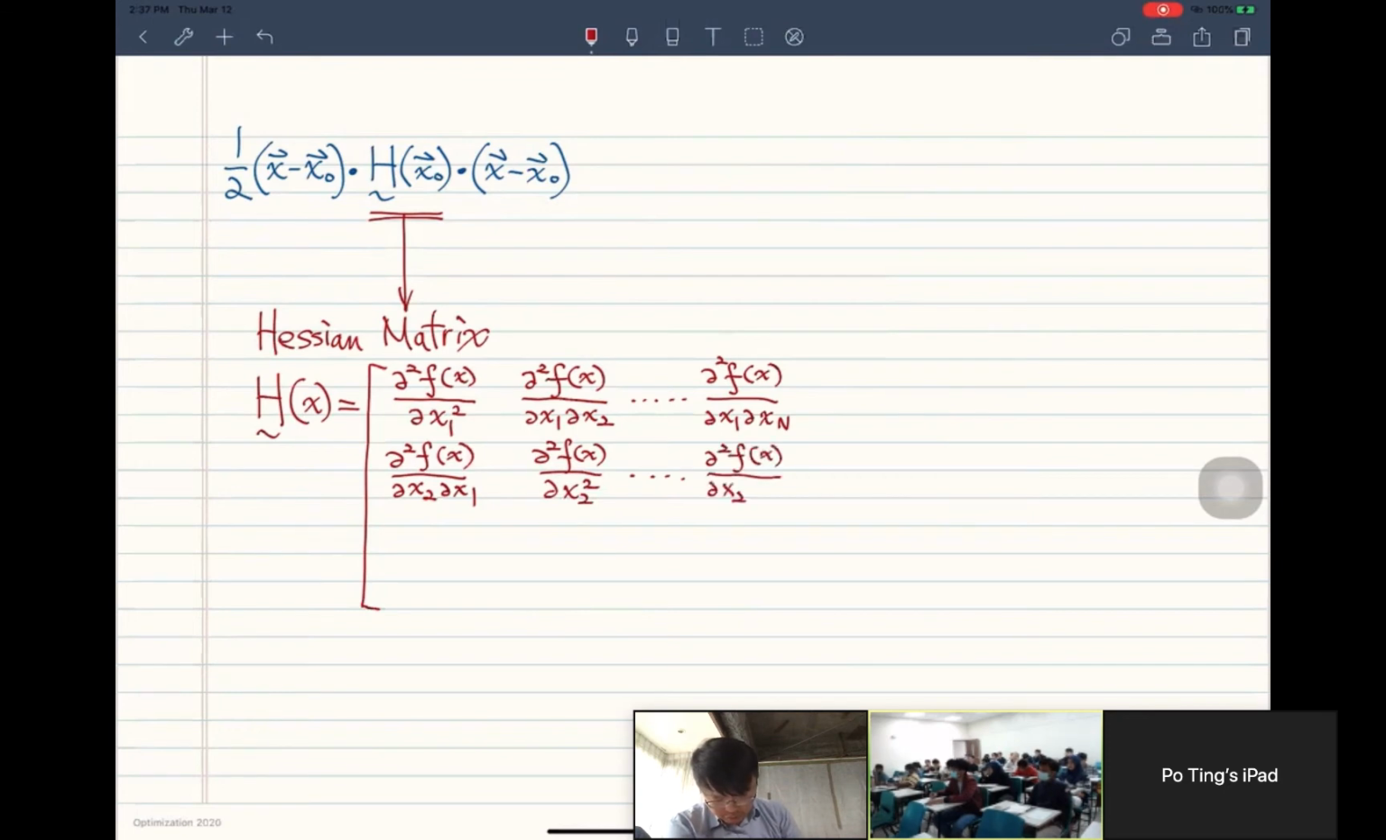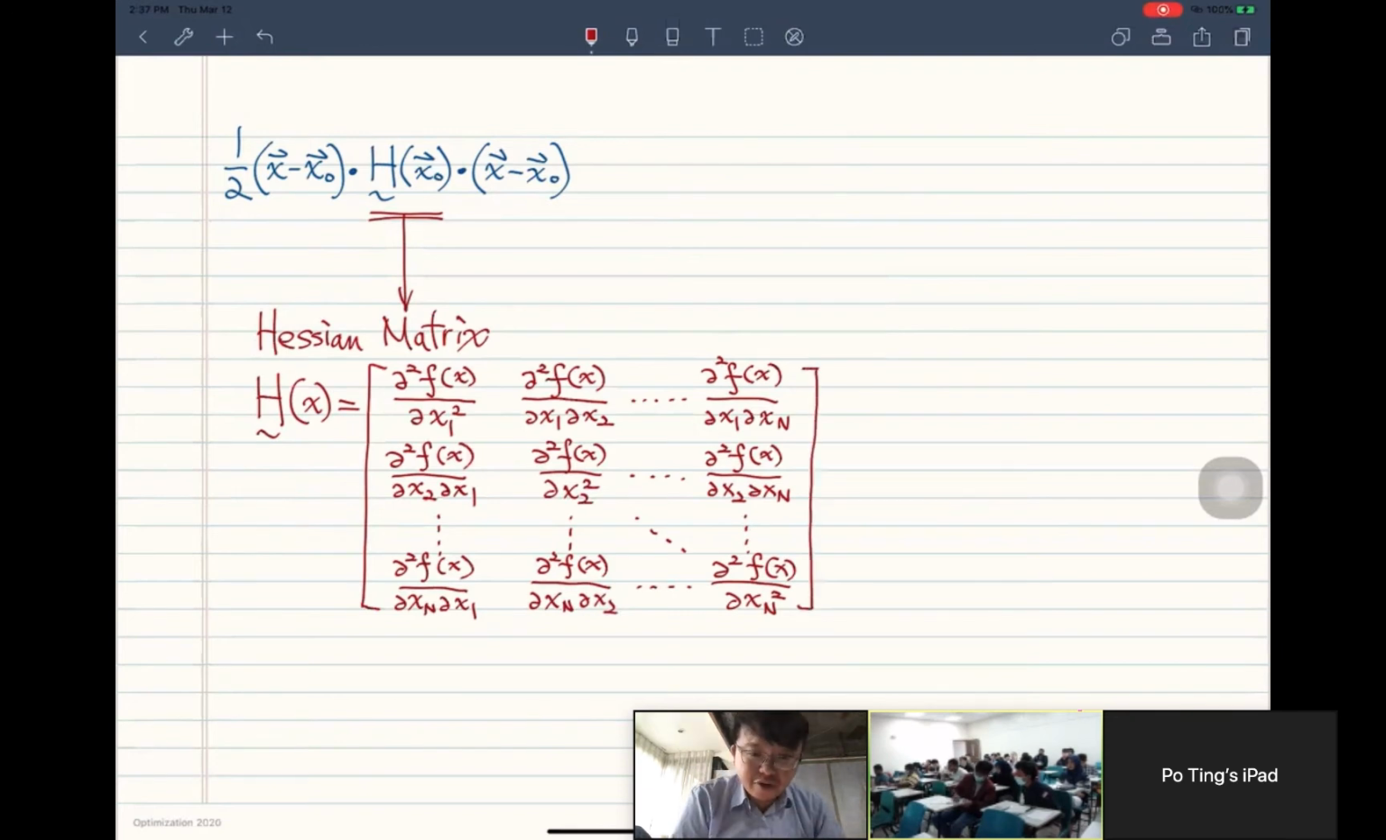Partial x2, partial xn, and there are a lot of them. Finally, the last one is partial square f, partial xn squared, and the row also has partial xn, partial x1, and partial xn, partial x2. So the Hessian matrix is a huge matrix which contains all the second order derivatives.